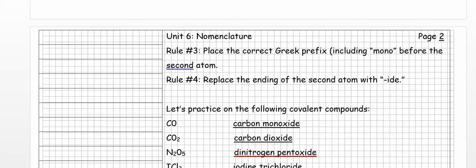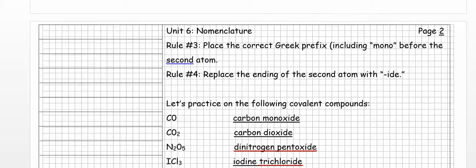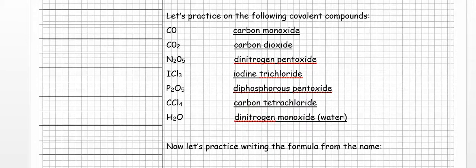Let's take a look at this third rule here. It says place the correct Greek prefix, including the mono, before the second atom. All right? Now, rule number 4. Replace the ending of the second atom with IDE. All right? So there's 4 rules. The last one is replace the ending of the second atom with IDE. Let's use what we know now to name these compounds. I put the answer there so you can just check yourself. We'll do some more practice in just a moment.